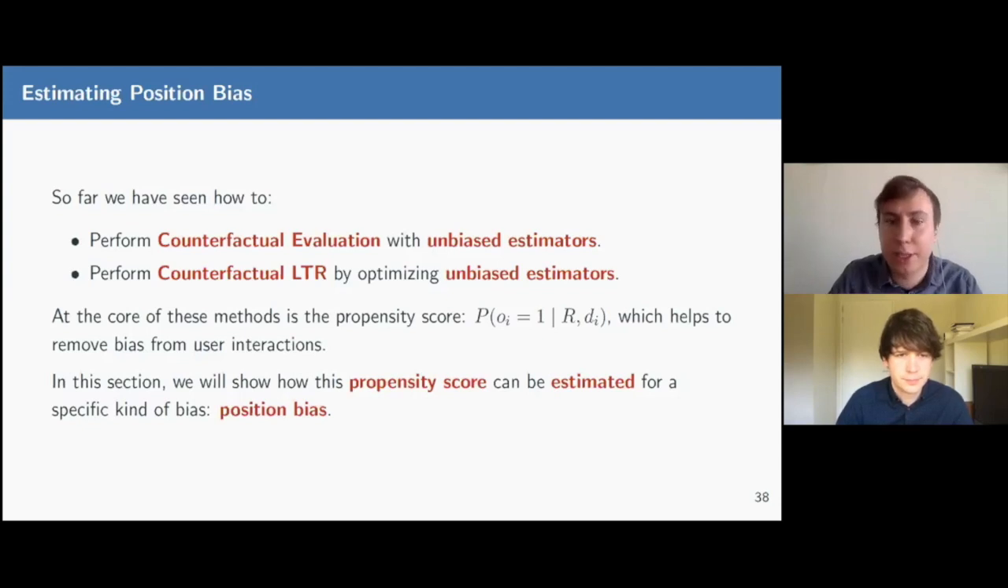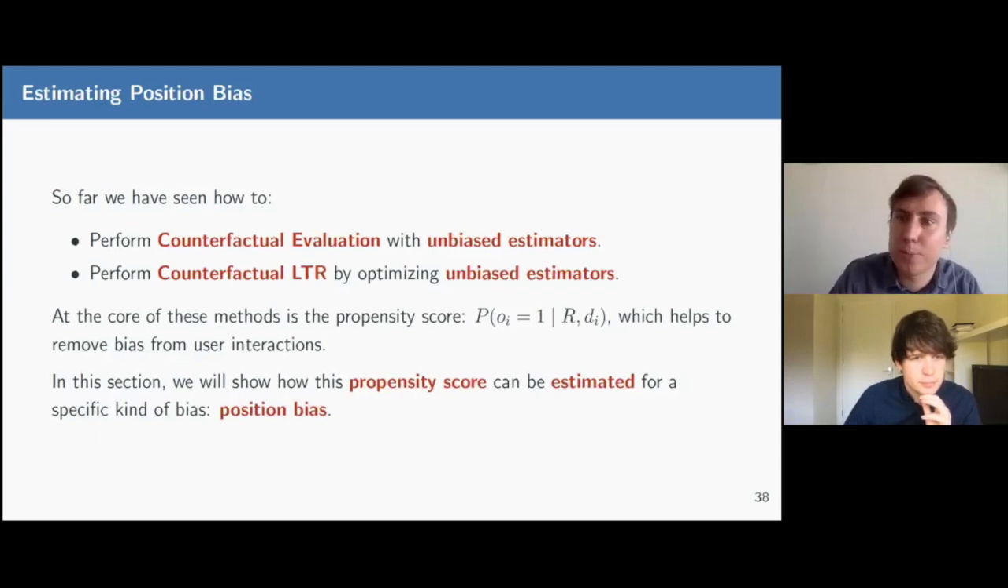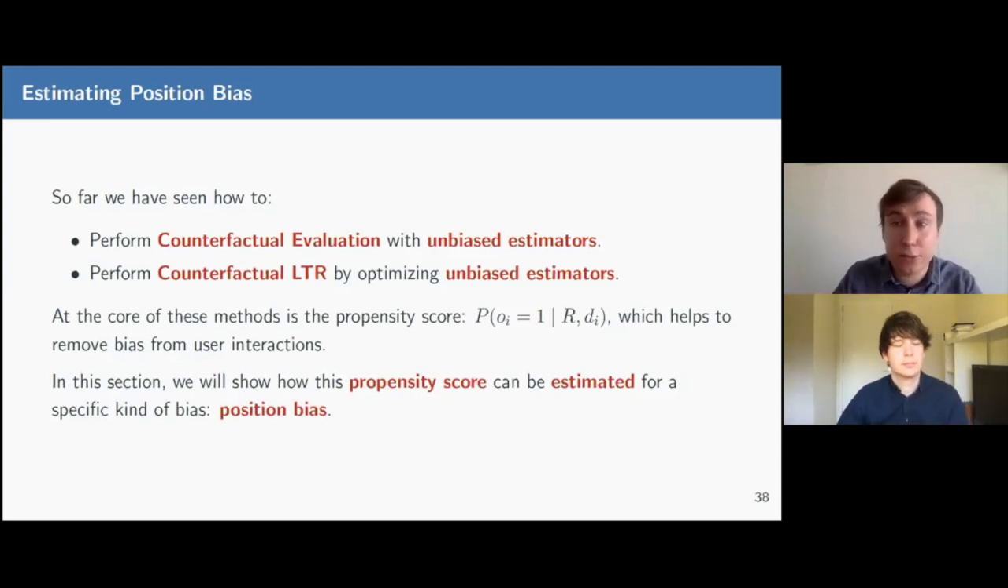Of course, the question then becomes, how can we calculate this propensity score? Where does this come from? Can we get a number for this? Because that's really the core of these methods. So what I'm going to talk about here is showing how this propensity score can be estimated, in this case for a specific kind of bias, position bias.